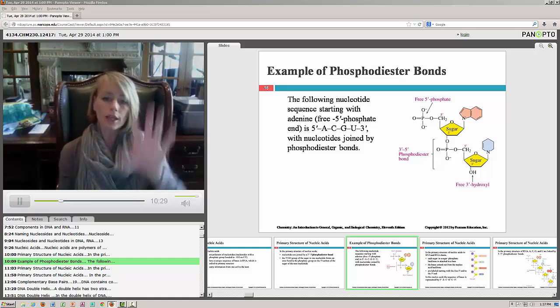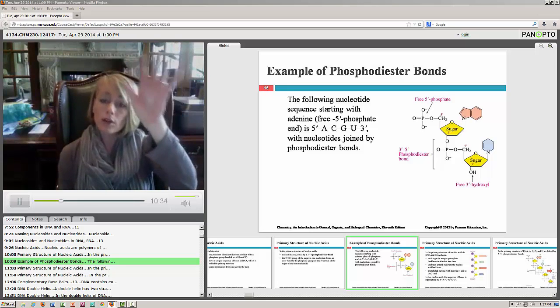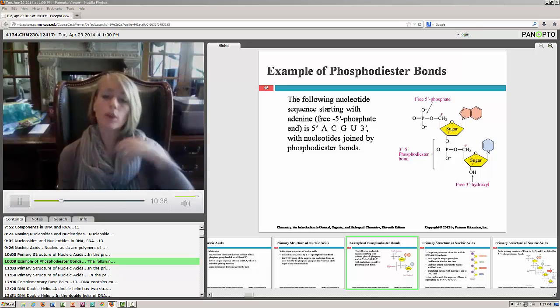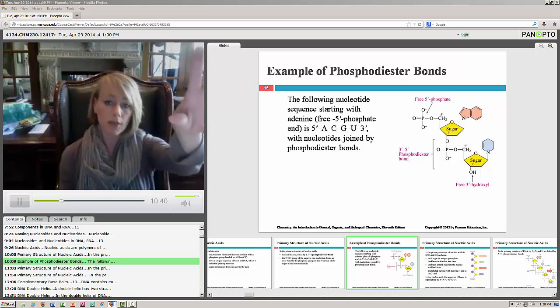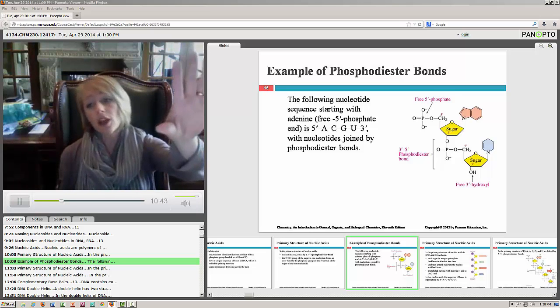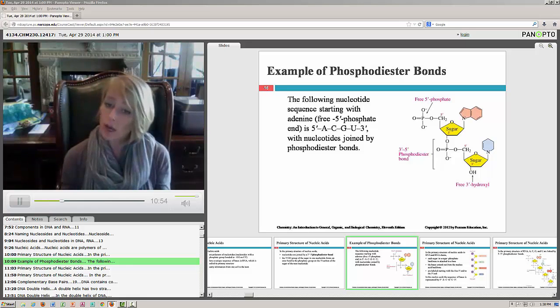We call the end that has the phosphate attached to the 5' carbon the free 5' phosphate. Okay, and when they start describing DNA from 5' to 3', they're saying there's a free phosphate at the 5' end and there's a free hydroxyl at the 3' end. Okay, and then of course we can see between the two sugars that there's a phosphodiester. There's two ester groups that are attached to a phosphorus. Okay, that are each attached to carbons on either side. So we call it a 3' to 5' phosphodiester bond.